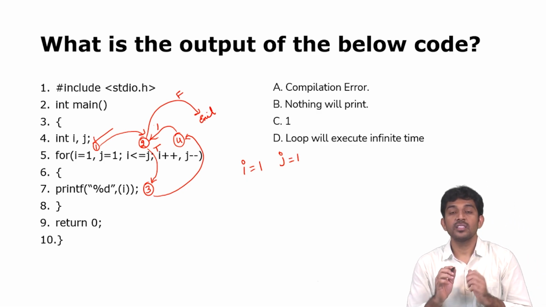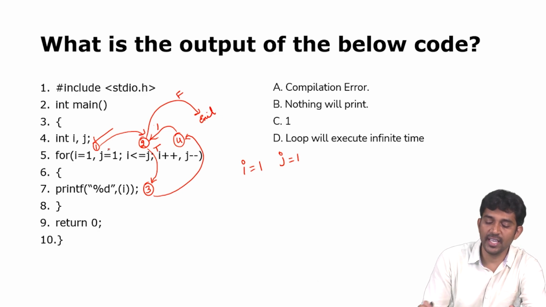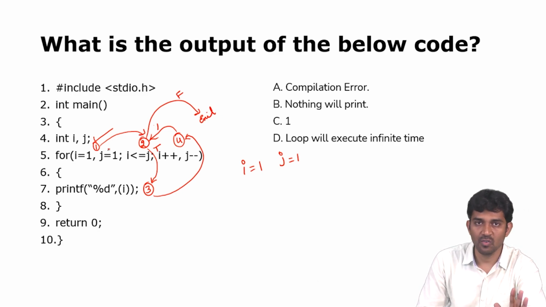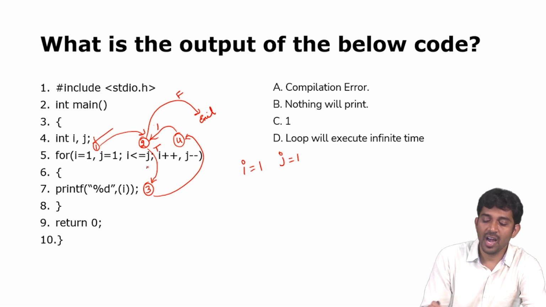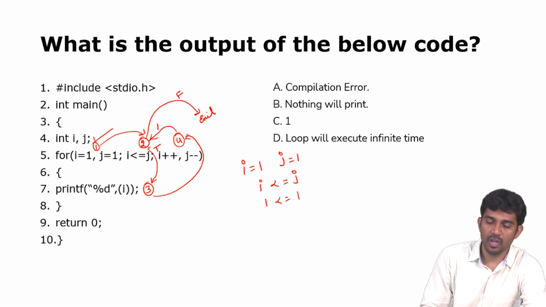So this is the way the for loop works, right? According to this, initially the i and j values are 1 and 1. Next it comes to the condition, i less than or equal to j. What is the i value here? The i value is 1. What is the j value here? The j value is 1. 1 less than or equal to 1, the condition is true. Then it enters the for loop, and they printed i, so it will print 1.